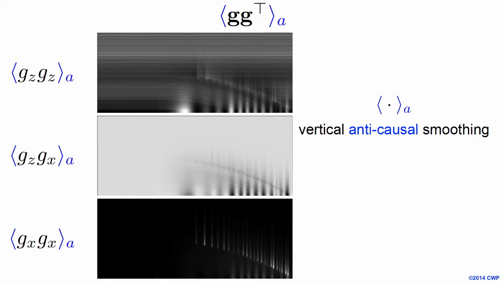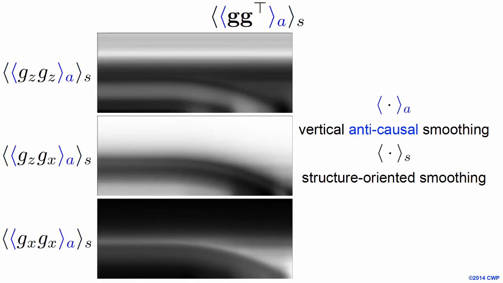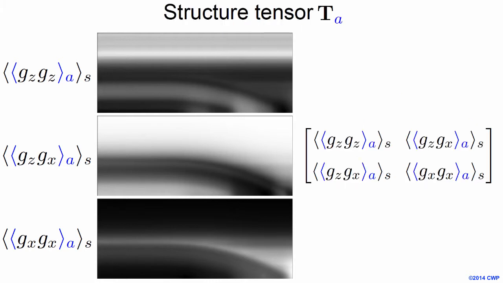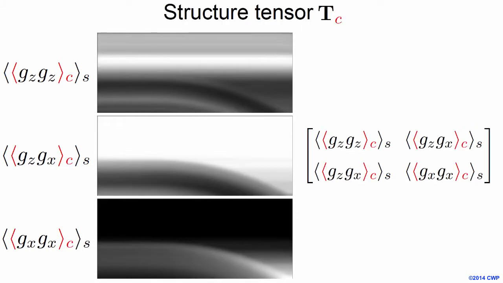Now for the structure tensor TA, we first apply the vertical anti-causal smoothing filter to each component, and then apply a structure-oriented smoothing filter to each of these components. And this smoothed outer product is the structure tensor TA. So now we have 2 structure tensors, TA and TC.